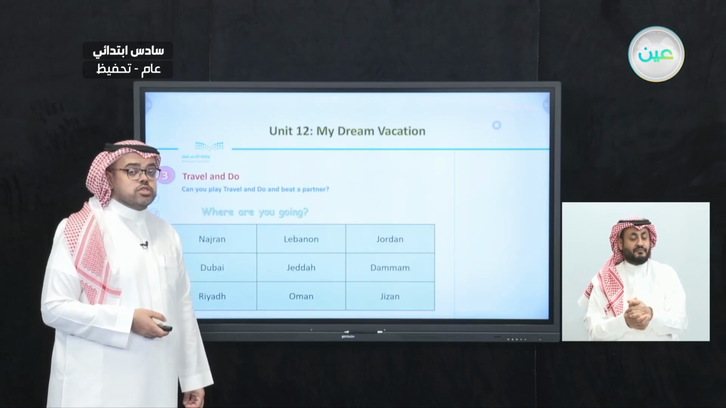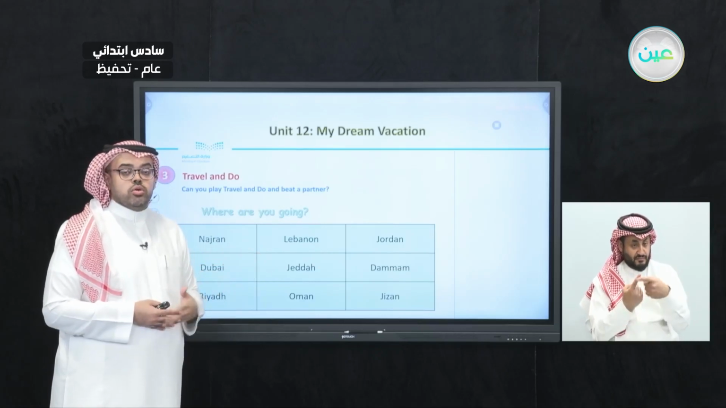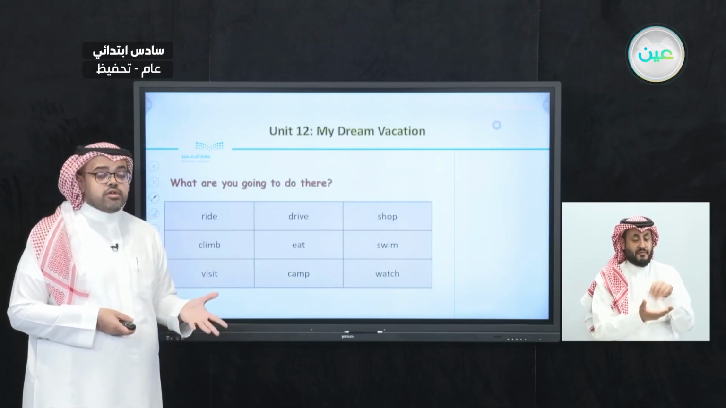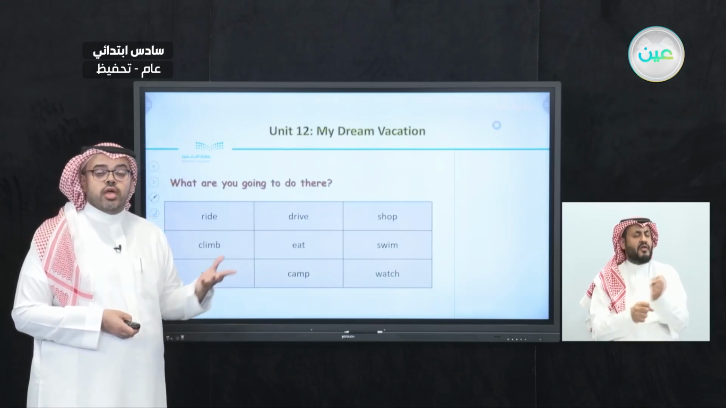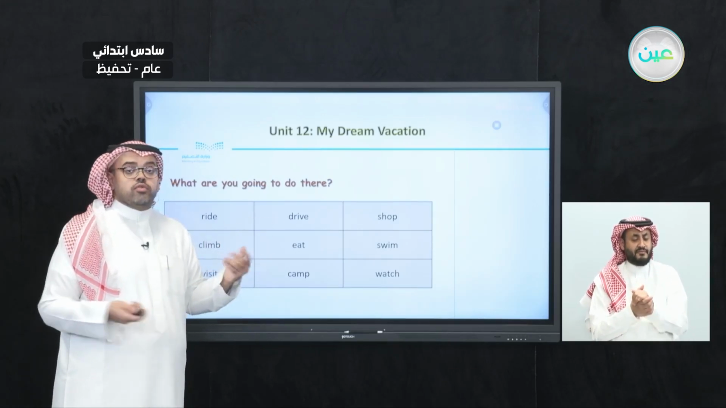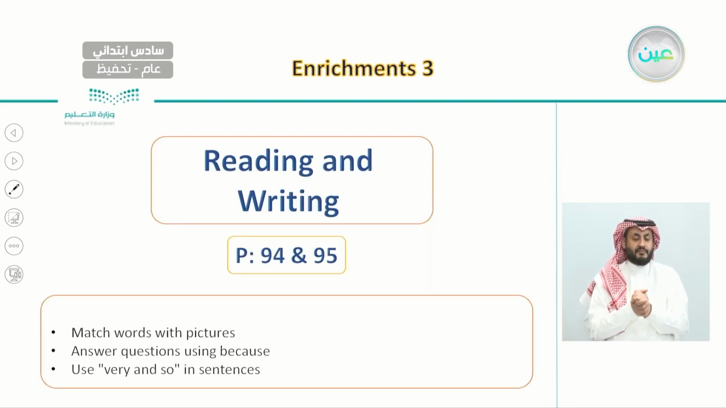So in the first question, they say, I am going to Najran, or I am going to Lebanon, or I am going to Dammam. They will choose a place. After this, you can ask them to choose something that they would do with going to. For example, they can say, I am going to ride, or I am going to climb, or I am going to visit, to drive, to eat, to camp, to shop, to swim, to watch. So here we can choose from these different activities.